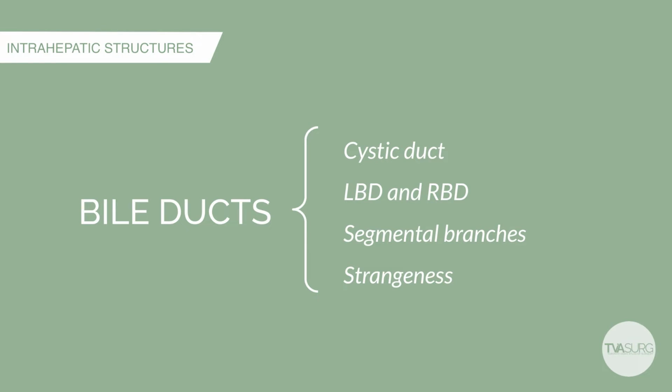Now that we've covered the porta, let's follow those structures we found inside the liver, and we'll start with those tricky bile ducts, the most superficial structures found in the porta, which drain bile from the liver. We're going to discuss the cystic duct connecting to the gallbladder, the main left and right bile ducts, and follow those into some segmental branches.